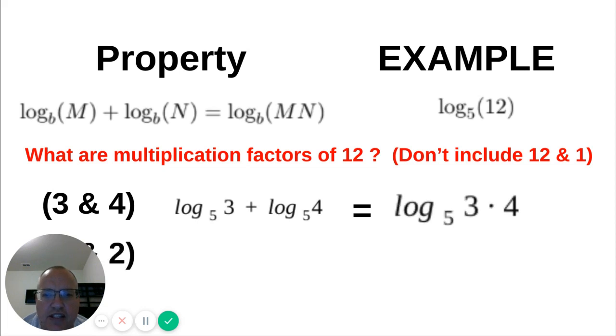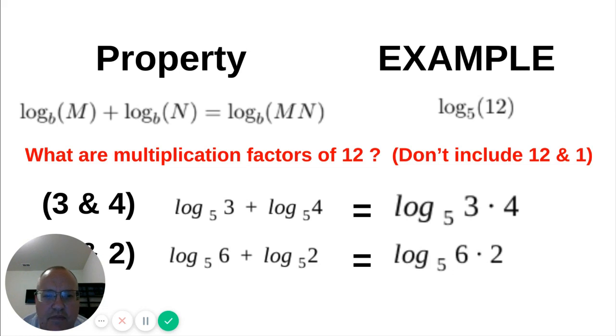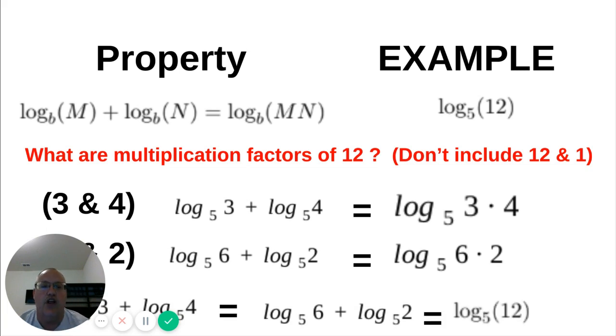Let's take a look at this one. I said 6 and 2 right there. The log base 5 of 6 plus the log base 5 of 2 is equal to the log base 5 of 6 times 2. So I know that the log base 5 of 3 plus the log base 5 of 4 is equal to the log base 5 of 6 plus the log base 5 of 2, but all of these are equal to the log base 5 of 12.